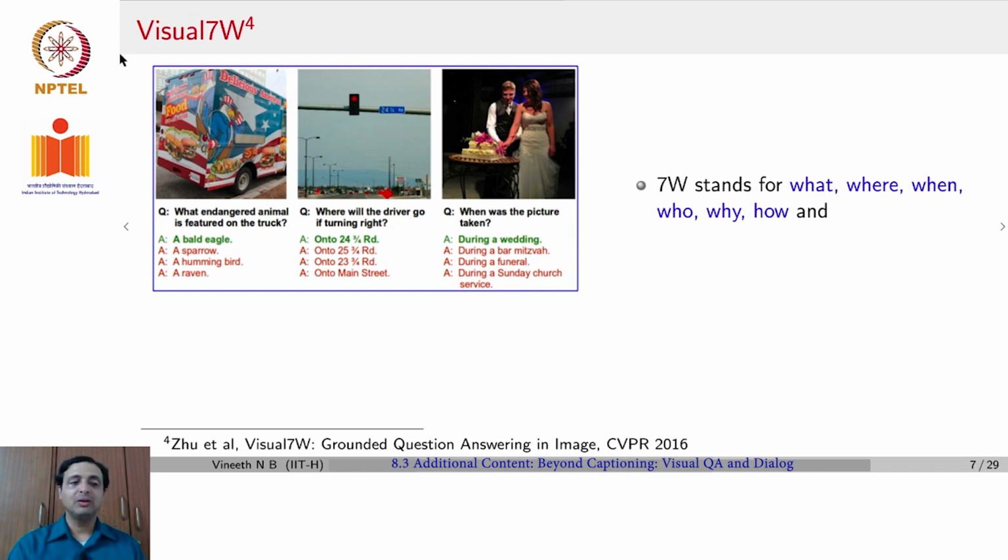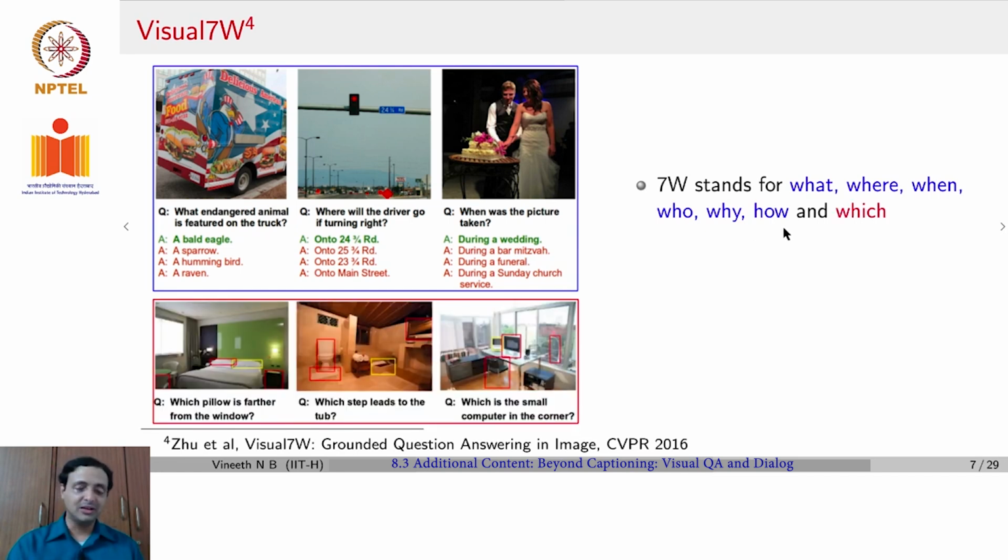So 7W in the title of the dataset stands for what, where, when, who, why, how, and finally which. This is a different kind of question compared to other datasets. The which question here is given an image at this bottom left. The question could be, which pillow is farther from the window? And the answer would be what you see in this yellow box here.